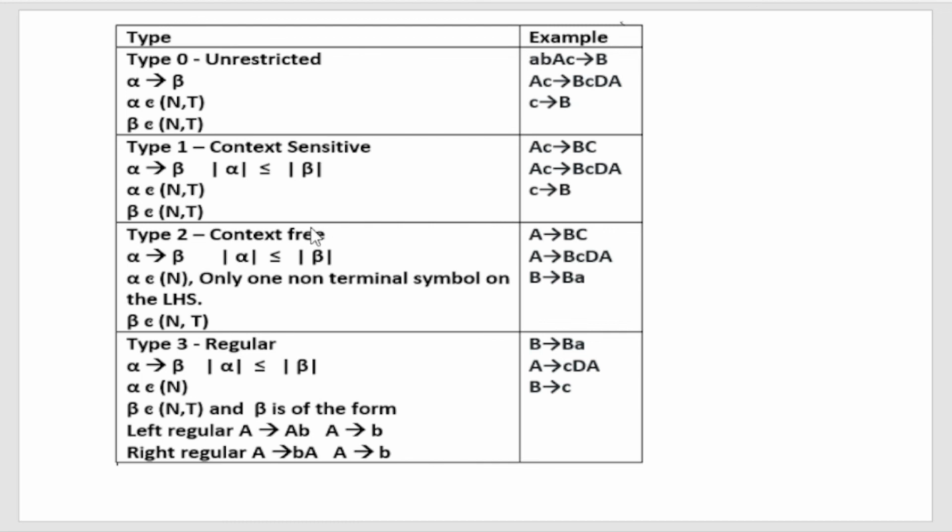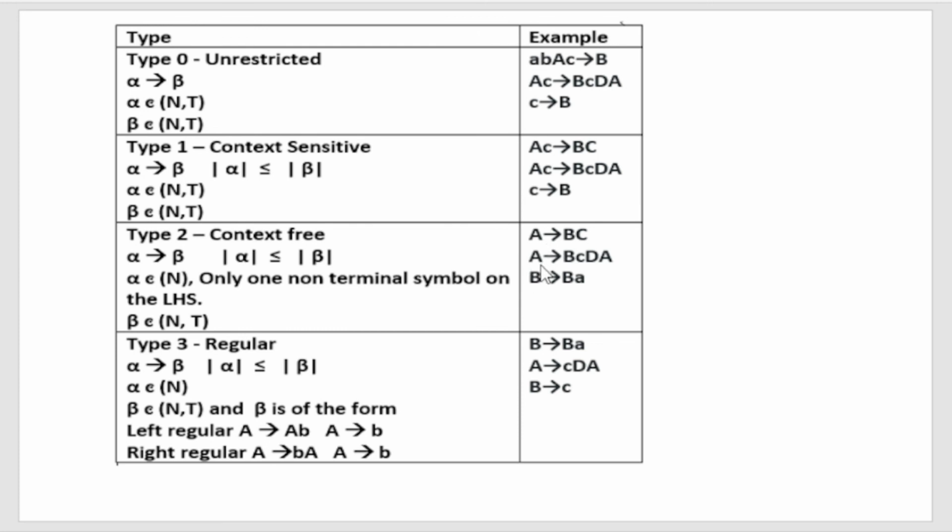Type 2 grammar, the context-free grammar, has two restrictions. The first restriction is that the modulus of alpha is less than or equal to the modulus of beta. The second restriction is that alpha must be a non-terminal, and only one non-terminal symbol is allowed on the left-hand side. Consider the example A derives BC. Here the modulus of alpha is less than or equal to the modulus of beta, and on the left-hand side only one non-terminal is available.